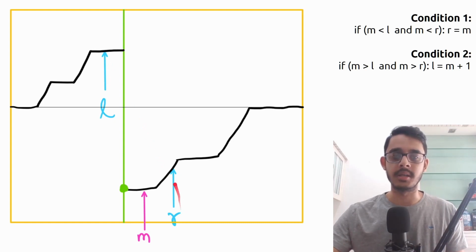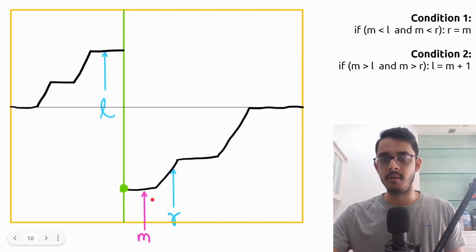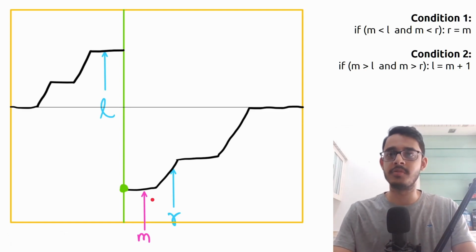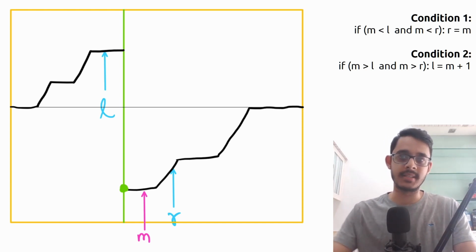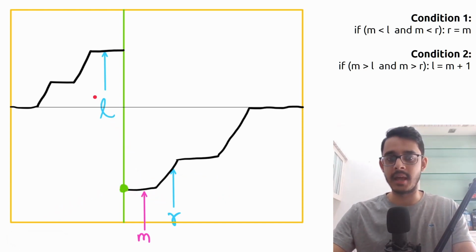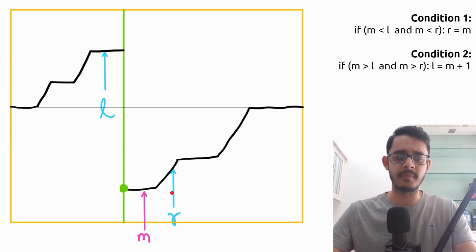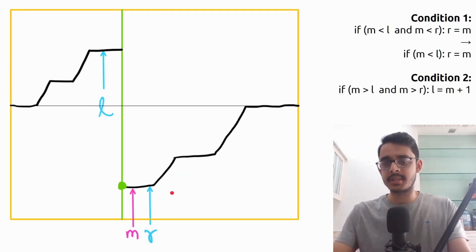L is here, R is here, and M is here. What is the condition now that we can follow? We've already written the conditions. Which of them is the correct one? That's right, it is condition 1. It says that if M is lesser than both L and R, then we can do R equals M. So let's do that. Great. So this is now where we are at.